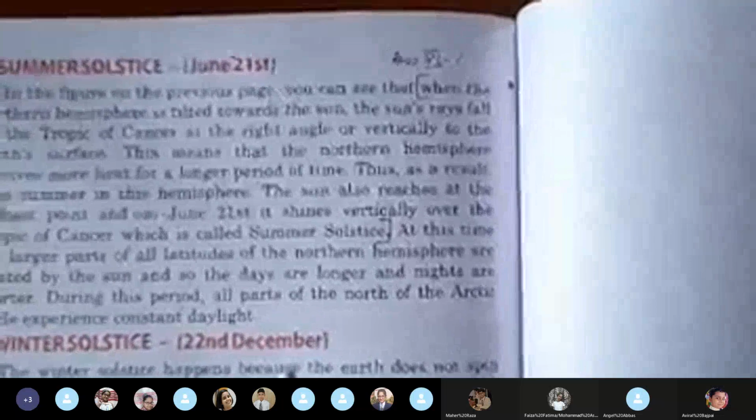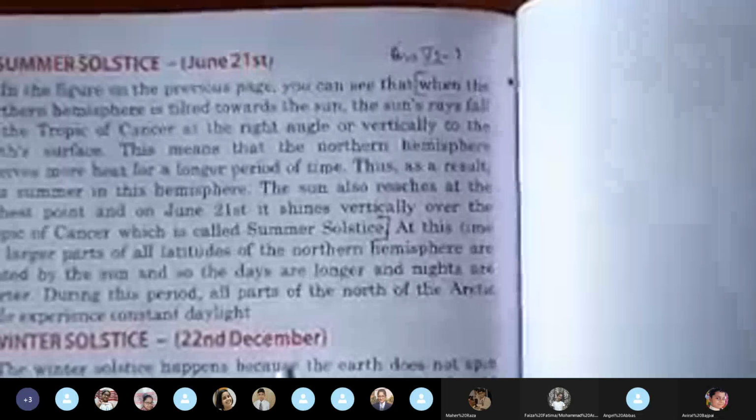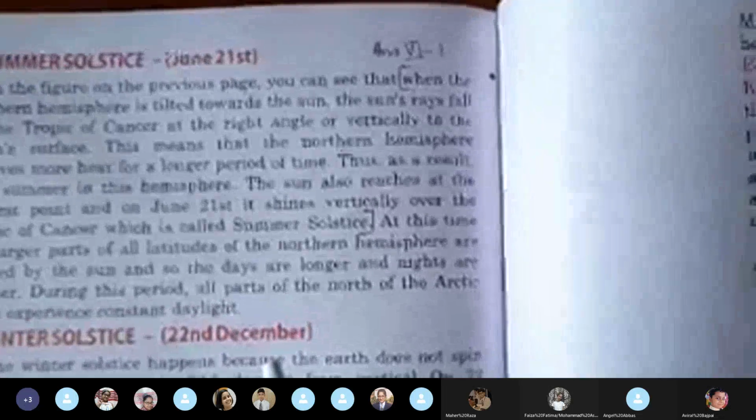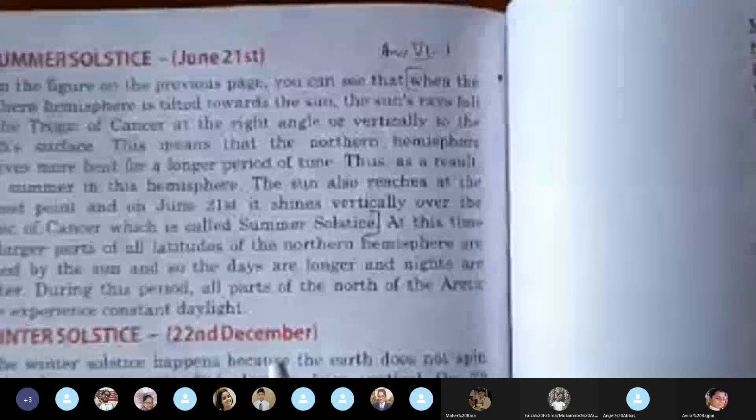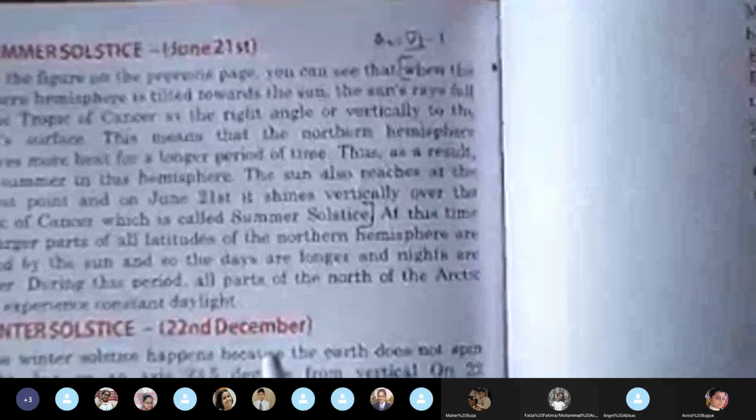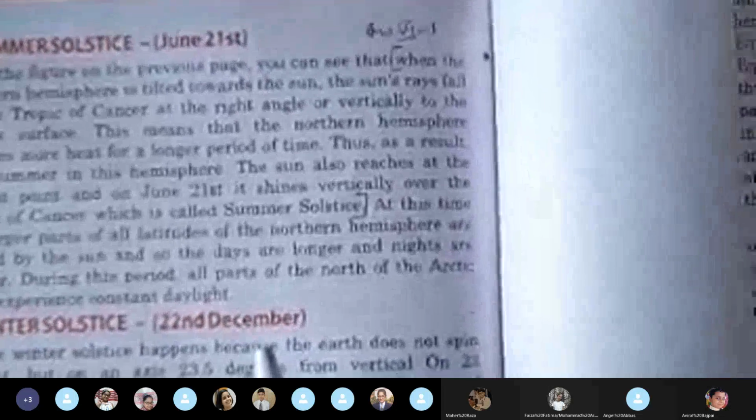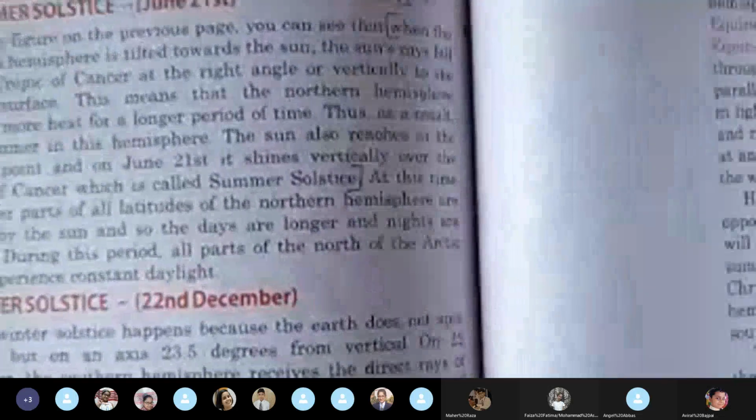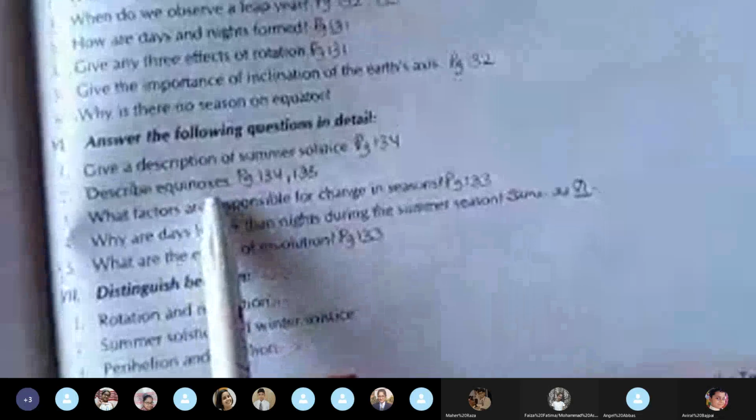The sun also reaches at the highest point, and on June 21st, it shines vertically over the Tropic of Cancer, which is called summer solstice. This is your answer 6.1. Coming to 6.2. Describe equinoxes. Page 134, 135.